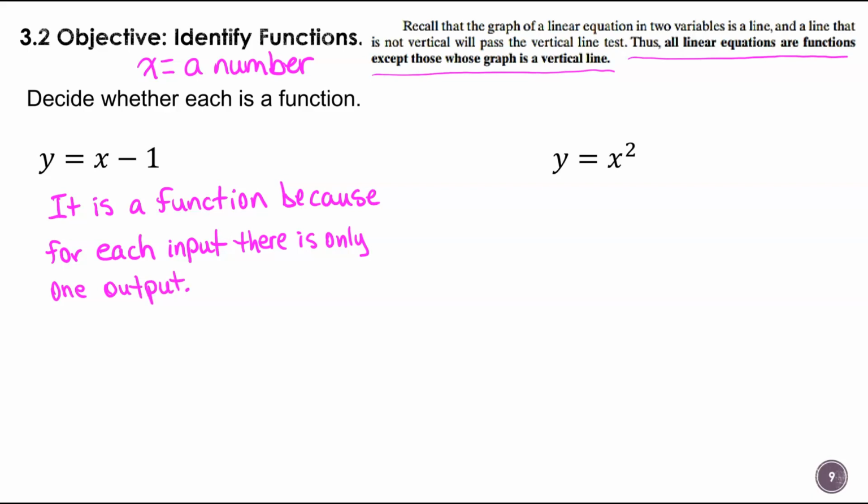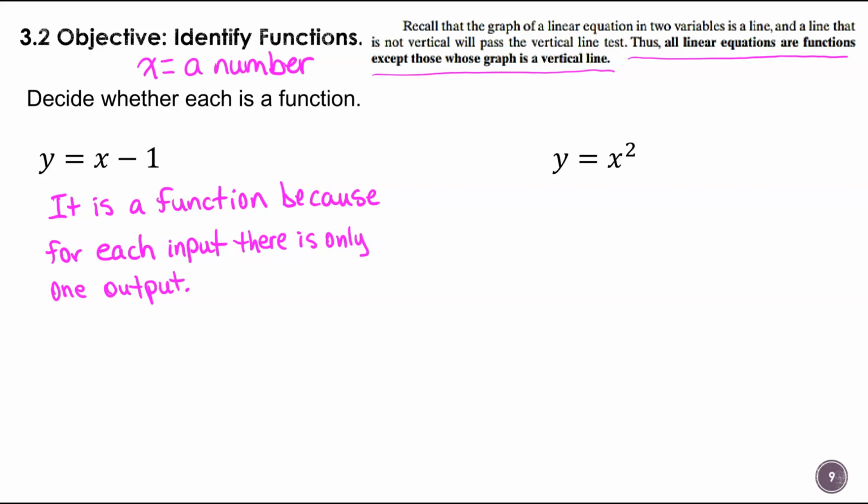So it would pass the vertical line test. And I think about this. If I put 0 in for x, y is negative 1. If I put 5 in for x, y is 4. If I put negative 8 in for x, y is negative 9. So no matter what I put in for x, every time I put in the same number, I would get the same answer. So there's no repeating on the x, and I'm going to get a different number each time.